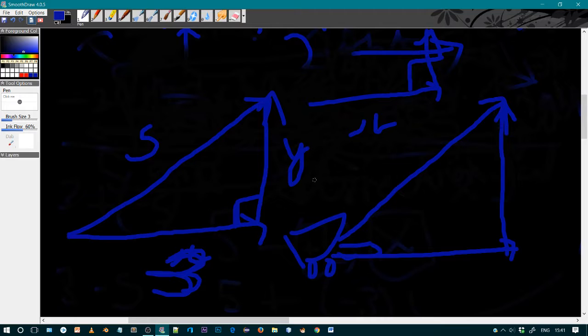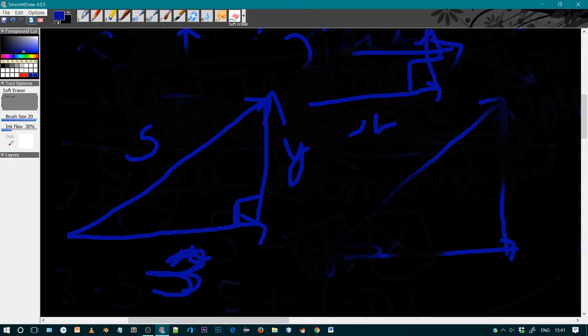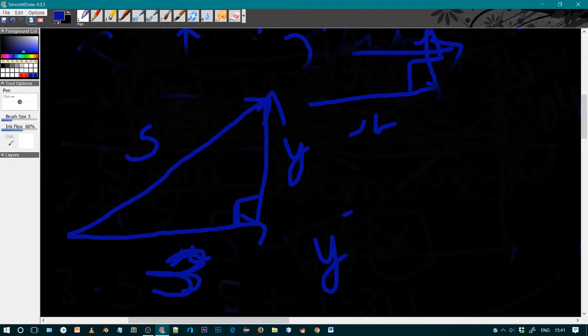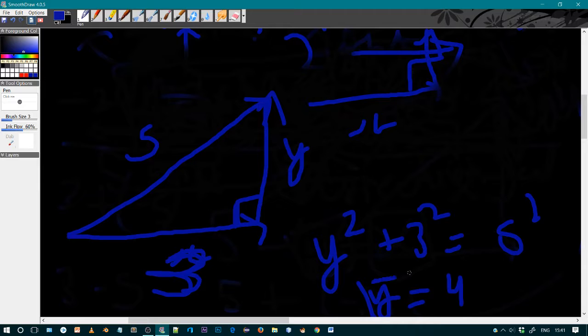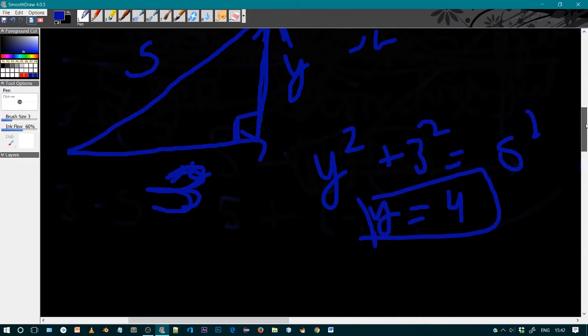What will be the y vector? Now this is simple math. Whenever you think of vectors, mathematics doesn't change, but the approach you apply to that question definitely changes. So we apply the Pythagoras theorem here. Y square plus 3 square is equal to 5 square, and you get y as 4. The fact that it's in the upward direction means that it is 4.